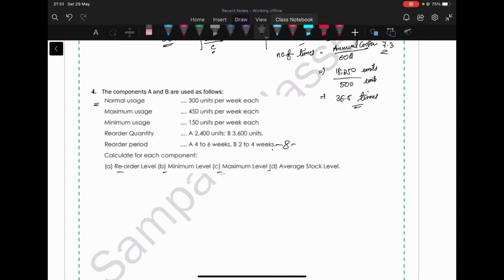So the question here is, the components A and B are used as follows. Normal usage is 300 units per week. Maximum usage 450. Minimum usage 150. Reorder quantity for A 2,400, for B 3,600, and reorder period 4 to 6 weeks for A, and for B 2 to 4 weeks. So directly we will be solving this problem.